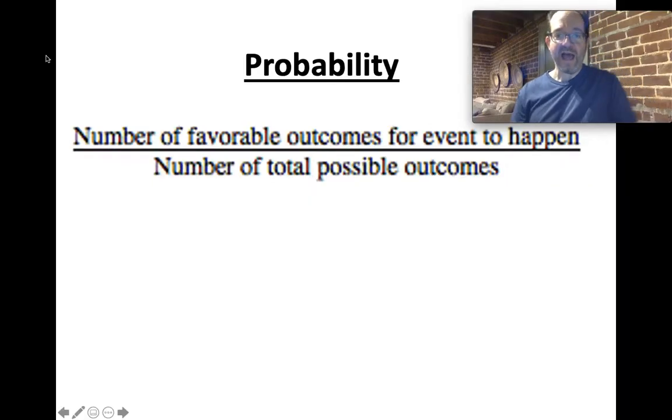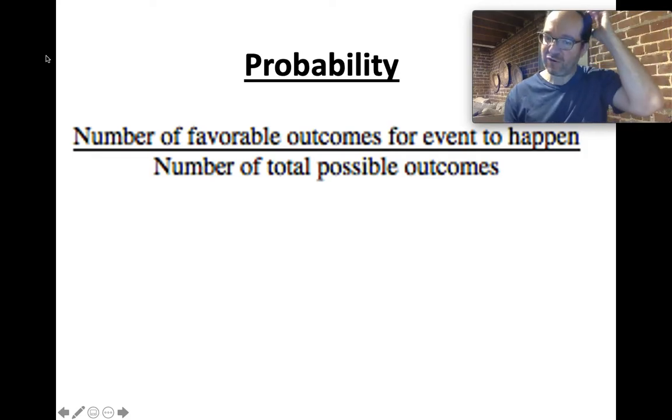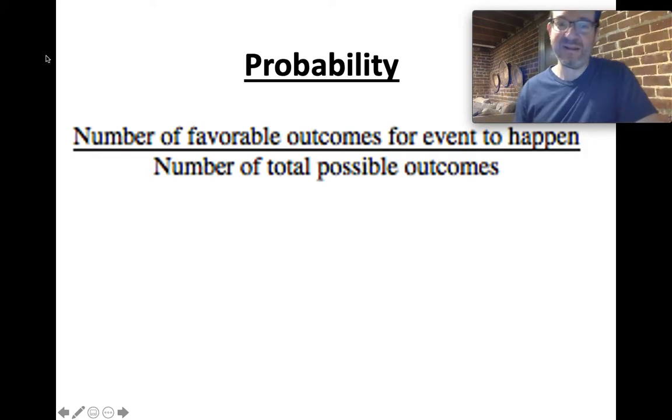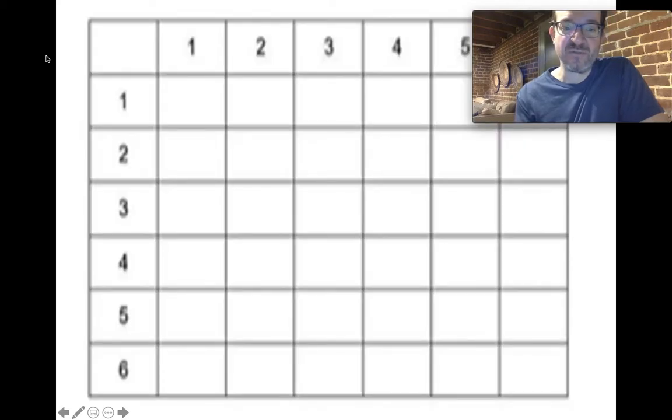Hi, everyone. I wanted to give you a little bit of a snapshot of probability to help you with today's assignment. Even though maybe it goes without saying, I didn't want to assume anything. I always want you to think of probability as the ratio of the number of favorable outcomes of an event to happen and the total number of possible outcomes.